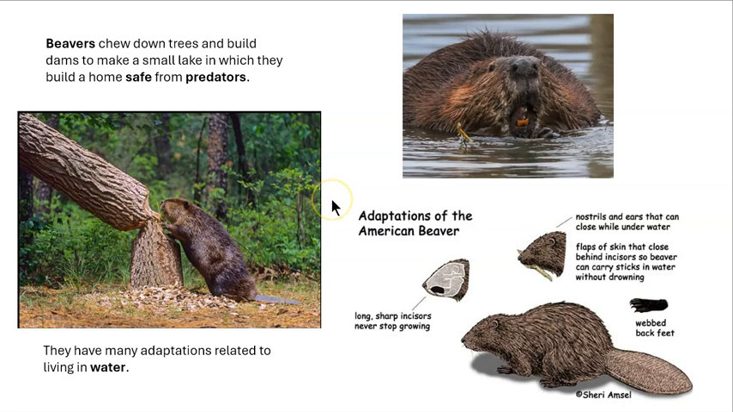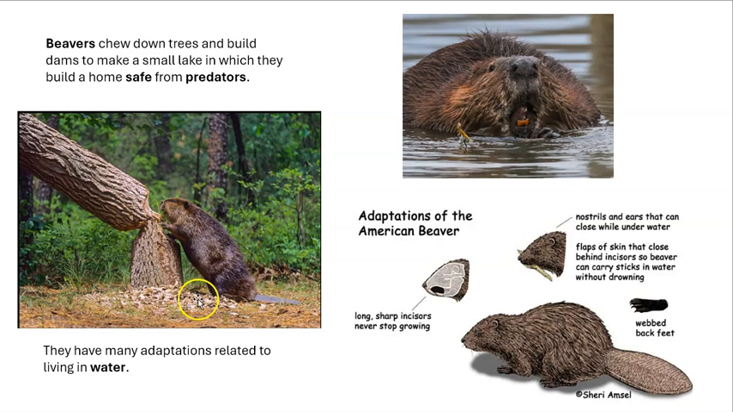So in this lesson, I want to just make the comparison between human evolution and that of the beaver. The idea here is that the behavior of a species in its environment can set up new selection pressures for the evolution of other physical traits in the future. So beavers, what do they do? Well, beavers chew down trees and build dams to make a small lake in which they build a home safe from predators. And beavers have these really sharp incisors. They never stop growing, and they can chew through a pretty substantial tree.